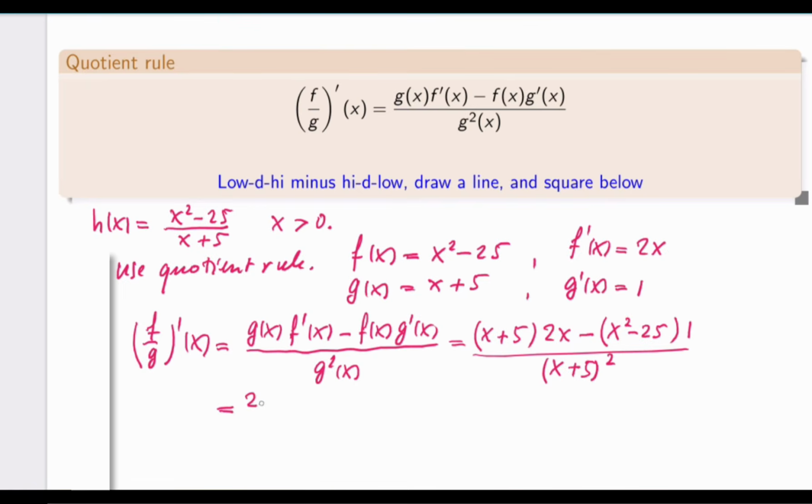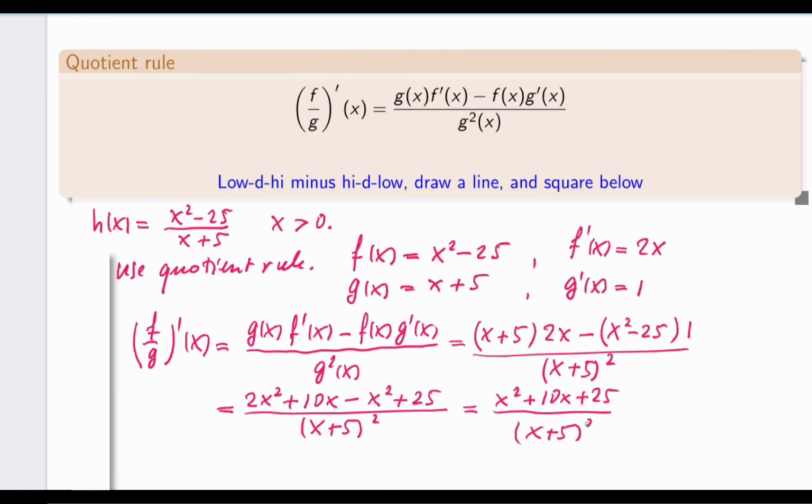So we multiply this out, we get 2x squared plus 10x minus x squared plus 25, divided by x plus 5 squared. And then the x squared terms in the numerator simplify, we get x squared plus 10x plus 25 divided by x plus 5 squared. But now it is a complete square in the numerator. We can write this as x plus 5 squared divided by x plus 5 squared. And this is equal to 1.